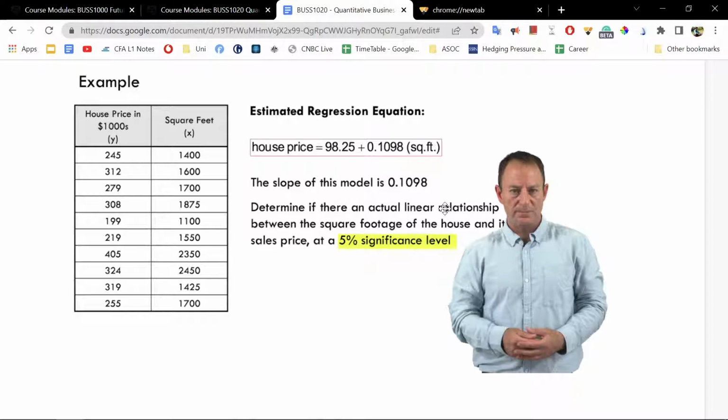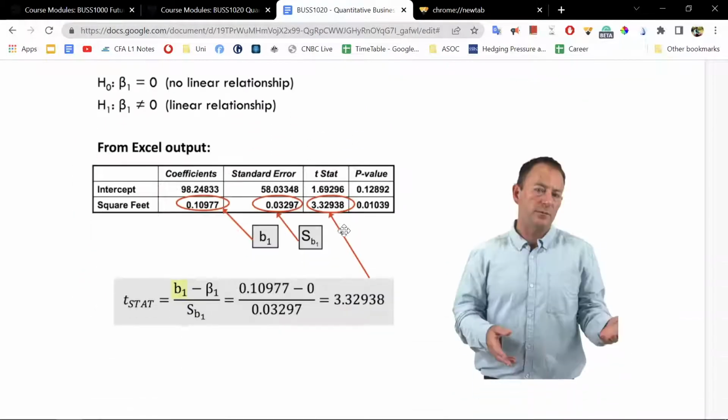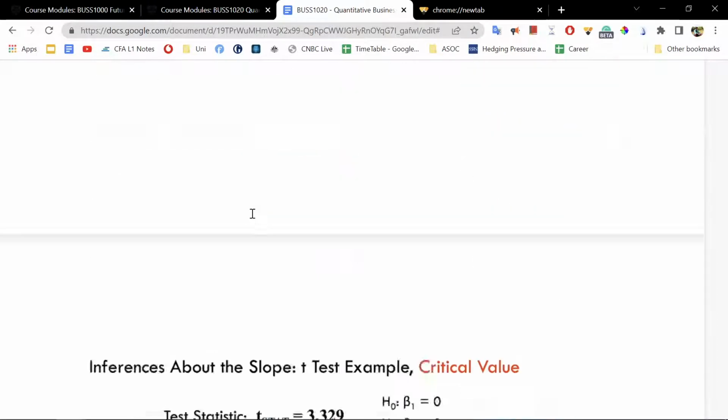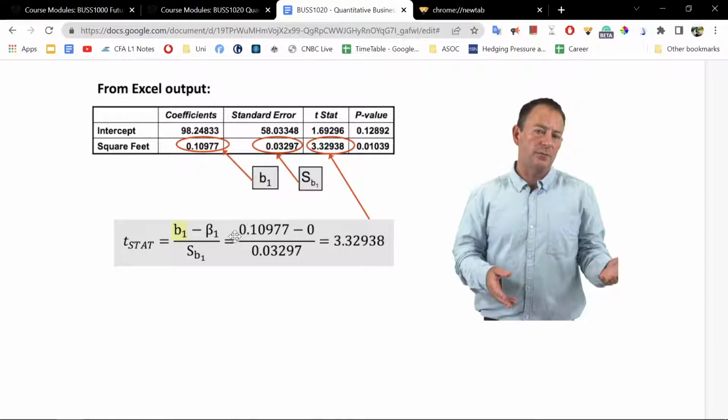Furthermore, we could use the data analysis tool. I'm going to use the American pronunciation, data analytics, to determine these variables. So we could determine the t stat. We could determine the b0 and b1.